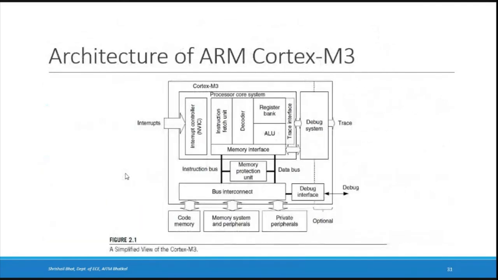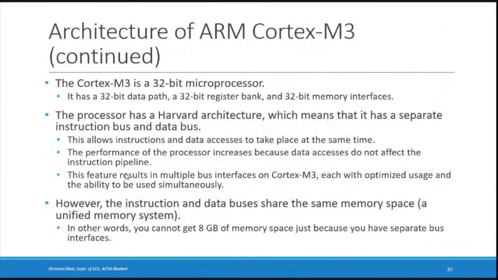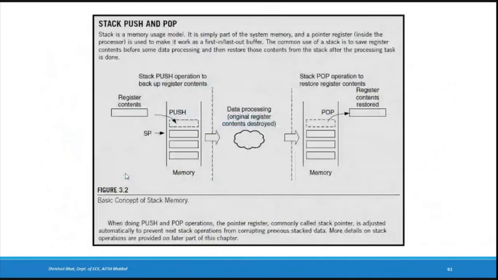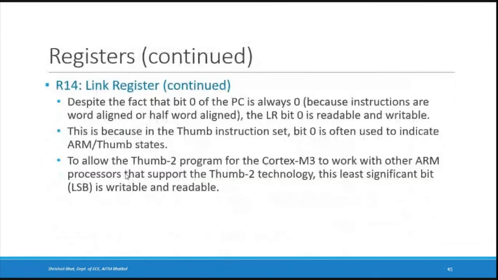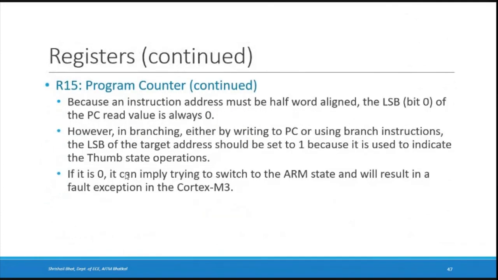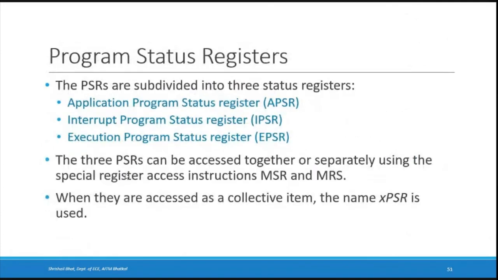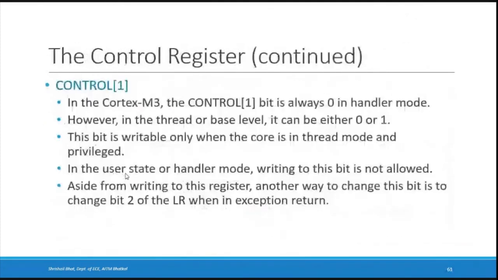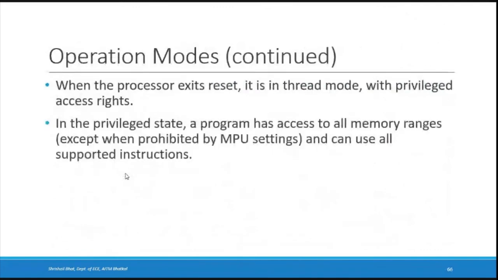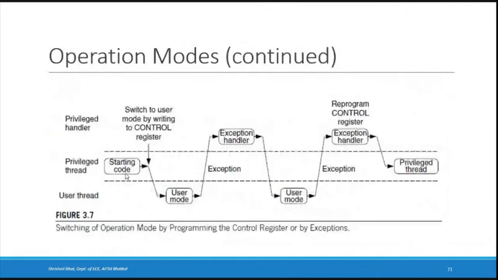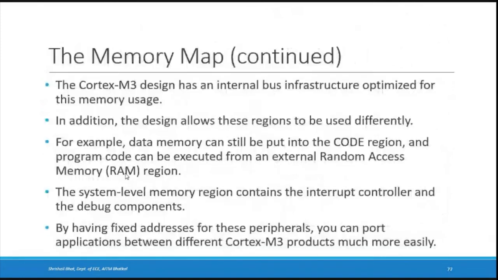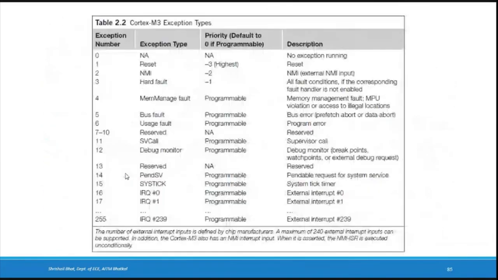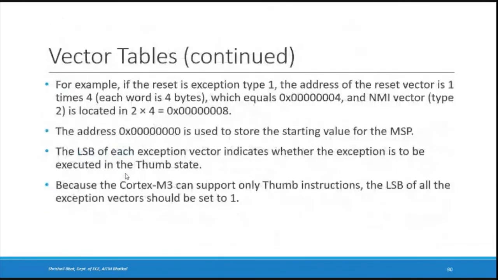And then we have come to the architecture. In that we have seen the different parts in the architecture and the features of that, registers, special registers, what are the different registers, what are the different special registers and how they are accessed. Then we have also seen the operation modes, right? And privilege levels, state switching between different states, then memory map, bus interface, memory protection unit, interrupt controller, nested vector interrupt controller, interrupts and exceptions, and vector tables, right?